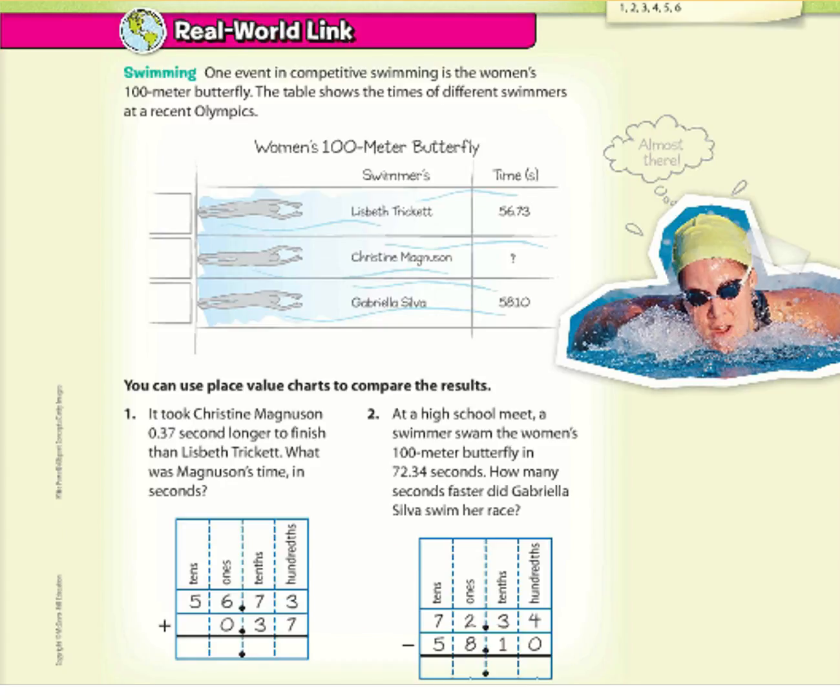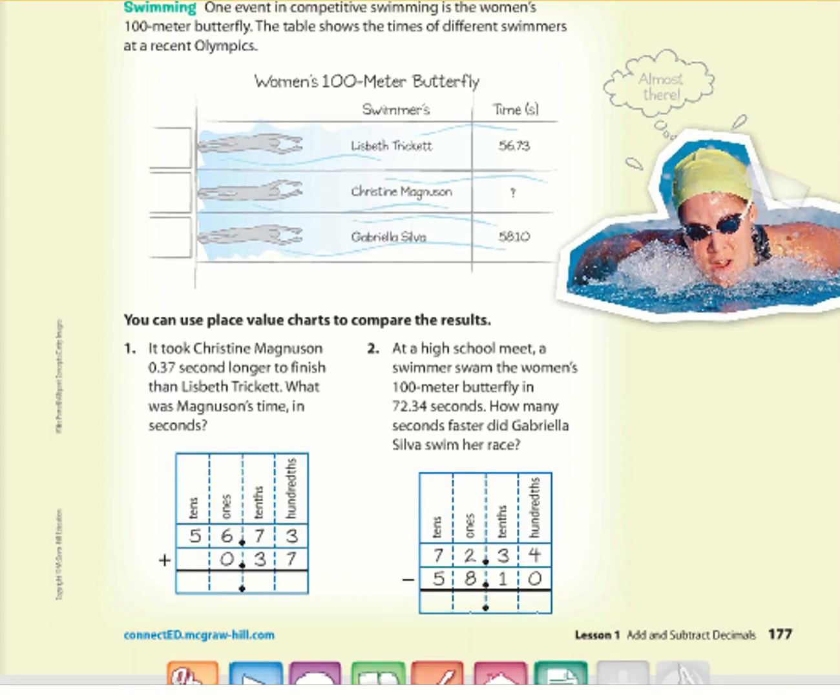So we're going to check out the real world link. It says swimming. One event in competitive swimming is the women's 100-meter butterfly. The table shows the times of different swimmers at a recent Olympics. So we have Lisbeth Trickett. She's at 56 seconds and 73 hundredths. Christine Magnussen, we don't know hers. Gabriela Silva is at 58 and 1/10 seconds.